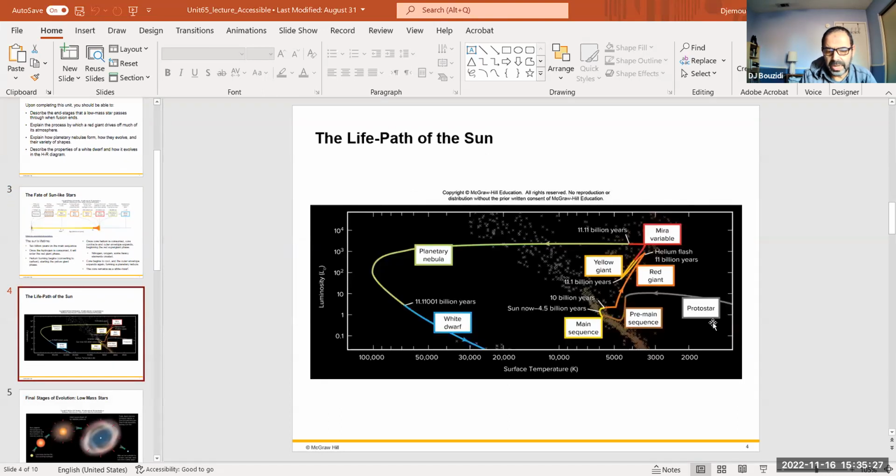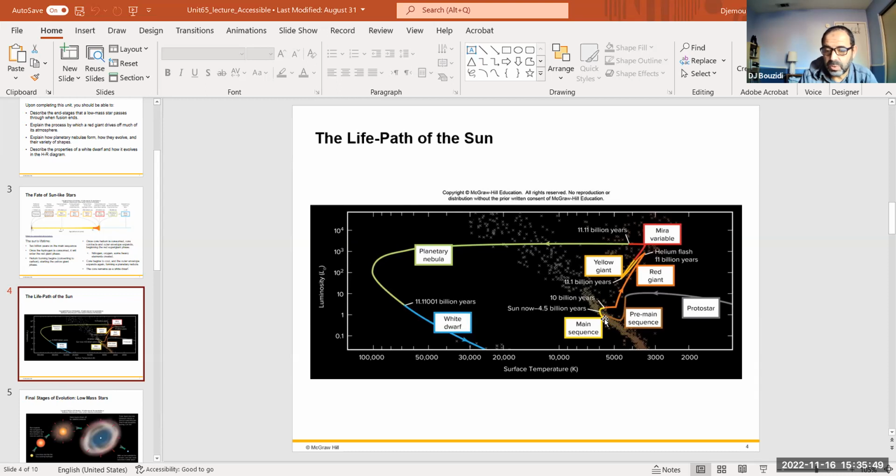In terms of the HR diagram, of course, it migrates as being a protostar. And then because of the force of gravity, it's going to shrink in size, increasing in temperature. So it's going to be more luminous. Temperature rises high enough, at least several million Kelvin, I should say. At that point, nuclear fusion starts in its core.